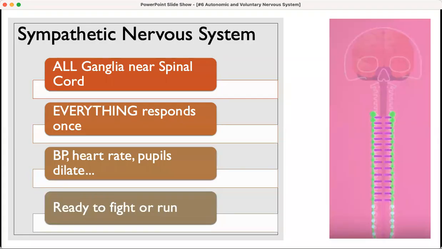The sympathetic nervous system, remember, all the ganglia are coming out near the spinal cord. So it allows everything to respond at once. There's no delay. Heart rate goes up, blood pressure goes up, pupils dilate, bronchioles dilate. You're ready to fight or run.